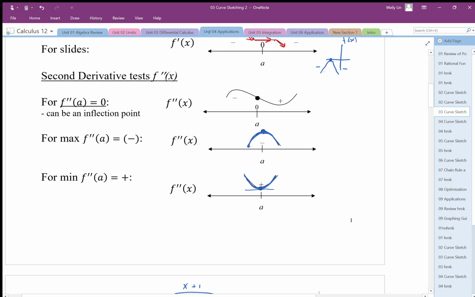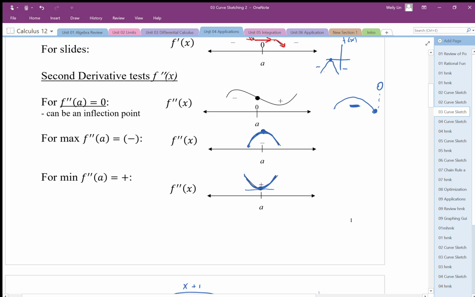For inflections, we can check where the second derivative is equal to 0 and test the concavity on both sides of that. Now, it's important to test the concavity on both sides because to say it's an inflection, it must change concavity. So there are situations where we have a negative concavity. We end up with a 0 concavity here.